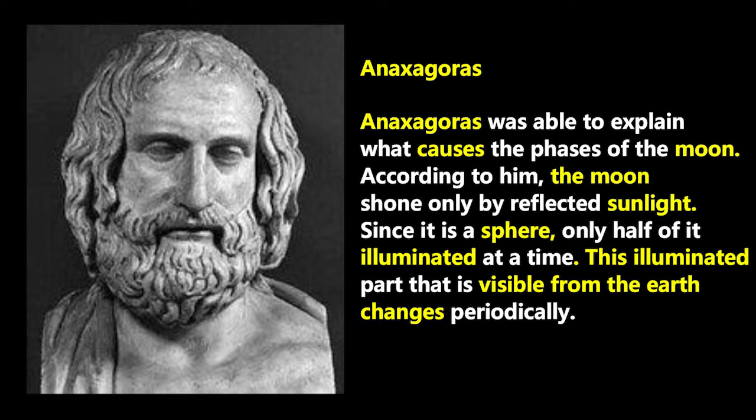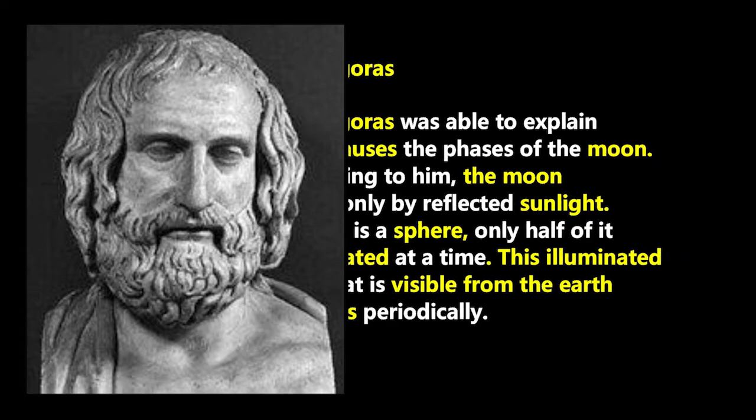Anaxagoras was able to explain what causes the phases of the moon. According to him, the moon shone only by reflected sunlight. Since it is a sphere, only half of it is illuminated at a time. This illuminated part that is visible from the Earth changes periodically.